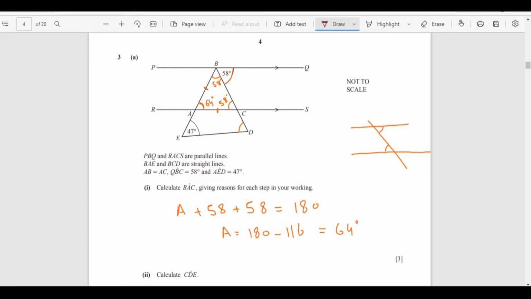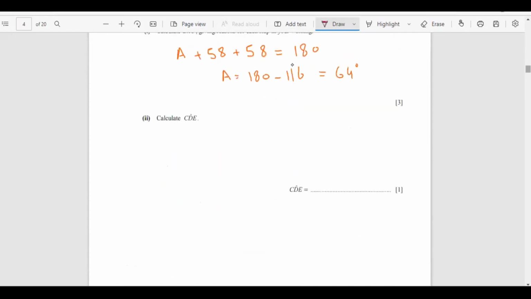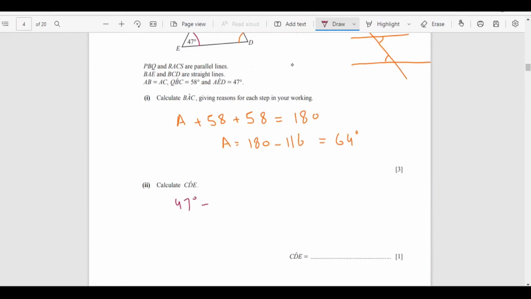Okay, so what do we have? We know that this angle is 47, this angle is 58, and it is a triangle basically, right? So the sum of angles again in a triangle is 180. 47 degrees plus 58 degrees plus D would be equal to 180. When you make D the subject, you'll get 75 as your answer.